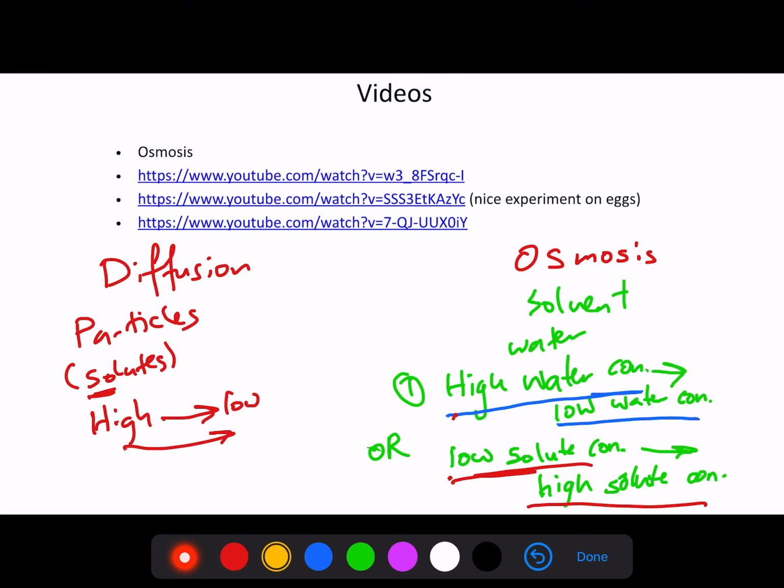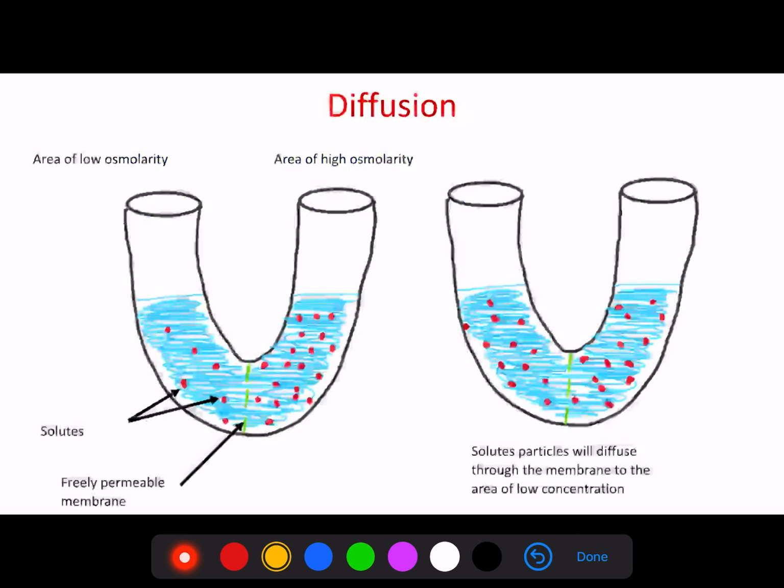Remember, osmosis is still passive transport. We are not using any energy. We are not using any ATP. To understand this, let's see these two images. Here we have an area of low osmolarity versus an area of high osmolarity. Osmolarity, you can think of it as the concentration of solute. So this is an area of low solute concentration, as you can see from these red dots, and this is an area of high solute concentration. And here we have the membrane.